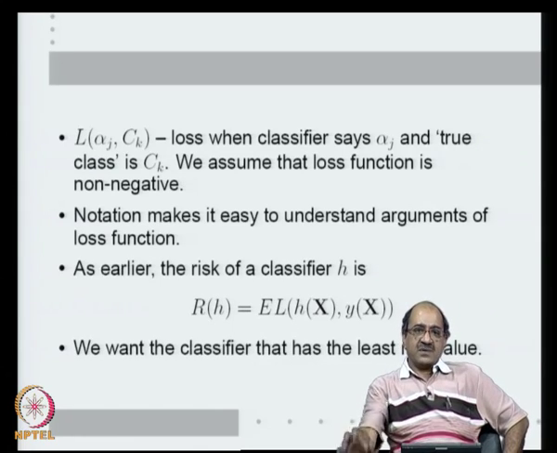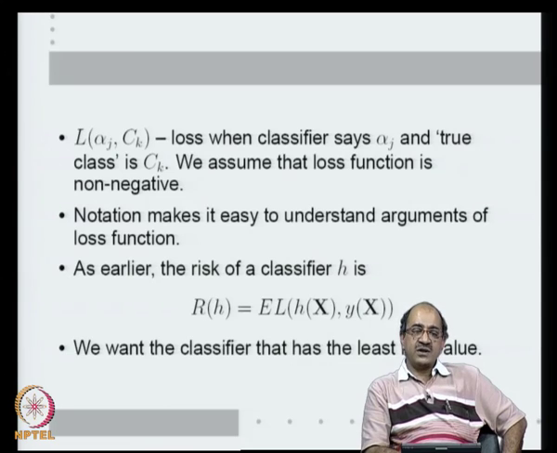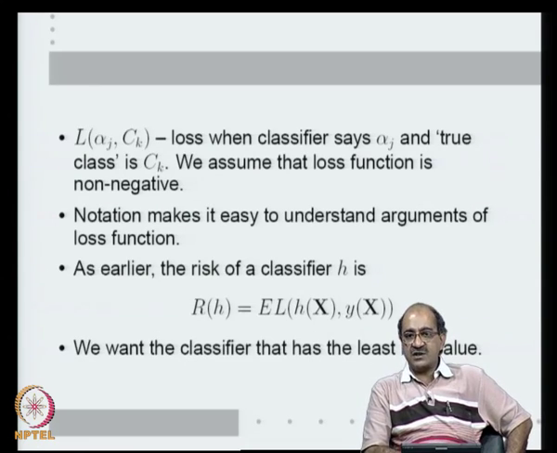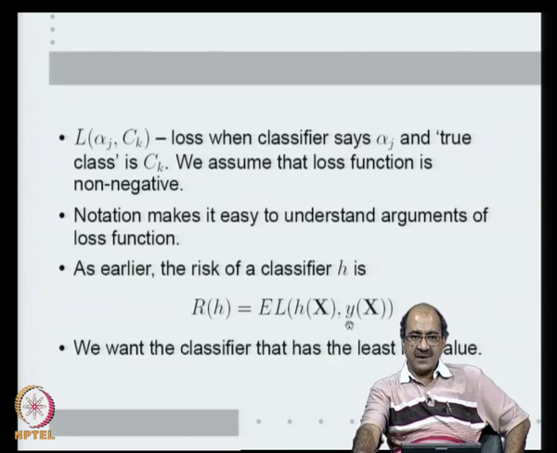As earlier, the risk of a classifier h is the expectation of the loss. To each classifier h, I can assign a figure of merit which I call risk, which I write as R of h, which is the expectation of L of h x comma y x, where the expectation is with respect to the distribution of x and whatever randomness there may be in y of x. So, expectation of loss is the risk, and the objective of the base classifier is to find a classifier or decision rule h that minimizes the risk.